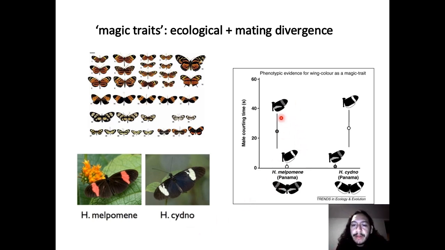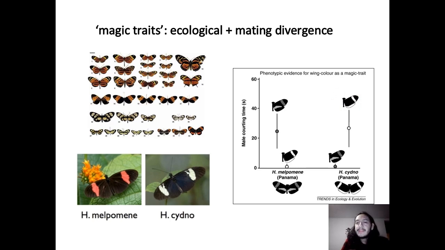When they saw that these were coexisting, they wondered, if they are both advertising that they're toxic, do you think that they might interbreed? So the experiment they did was basically to see the preference of the butterflies to breed with a female that either belonged to their same color morph or to the different color morph. And what they saw was a clear difference: Melpomene would try to breed with the orange morphs, while Cydno would try to breed only with the white morphs.